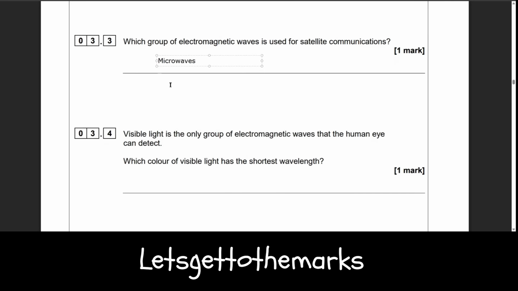And microwaves have just enough energy and a high enough frequency, slightly higher than radio waves, where they can penetrate through the Earth's atmosphere and reach satellites. Okay.